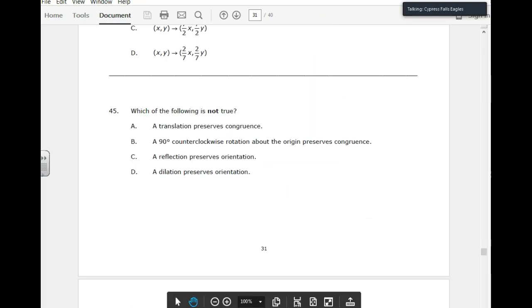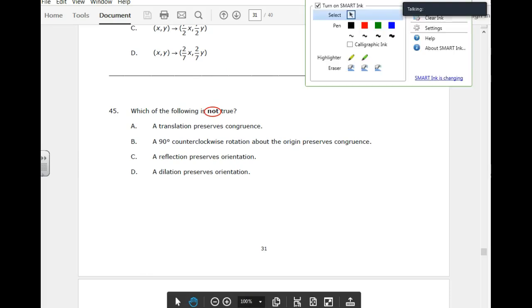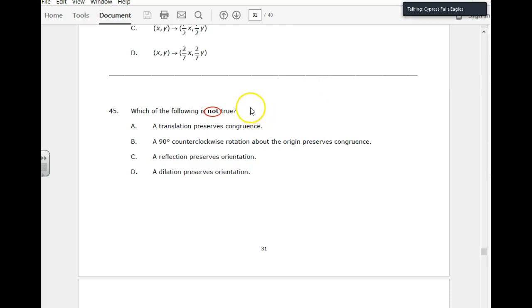Well, 45 is next up. Which of the following is not true? Let's talk about what congruence and orientation means. Preserves congruence means I don't change the size or the shape. So congruence means the size and the shape. Orientation means, what's a good way to describe orientation? It's like the way it's facing.